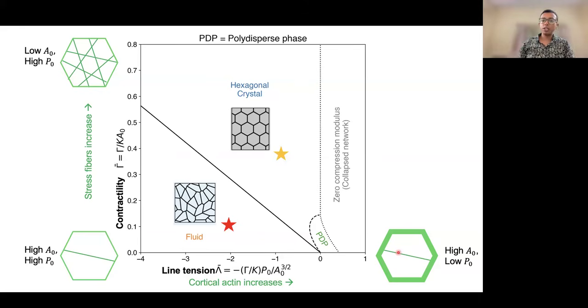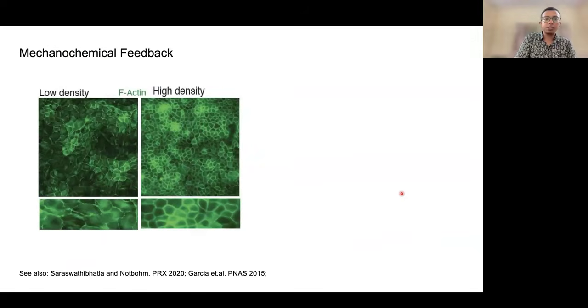And usually in the canonical vertex model, you pick one or the other point. And what that means is that you choose a certain relative abundance of the stress fibers and the cortical actin that ultimately decides the fate of your tissue. But if you actually now look at the experiment done by Sindhu, it's very interesting.